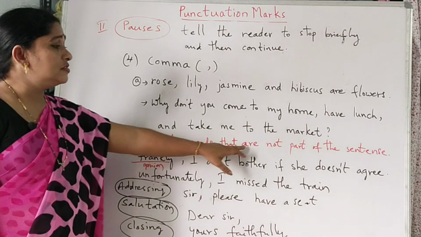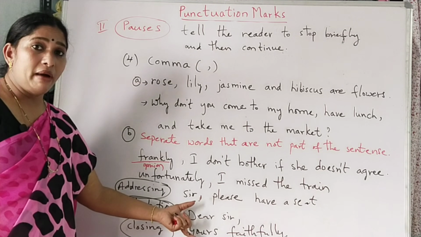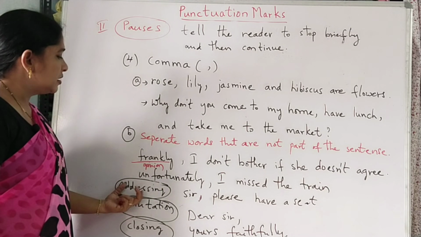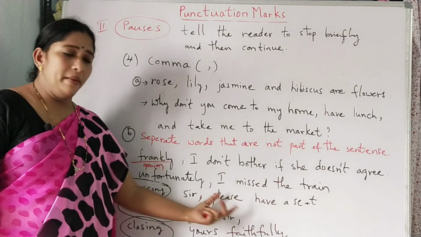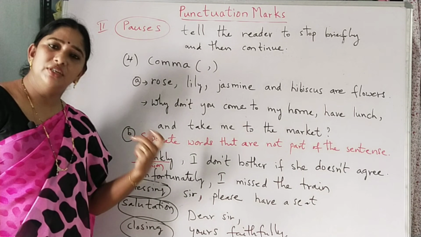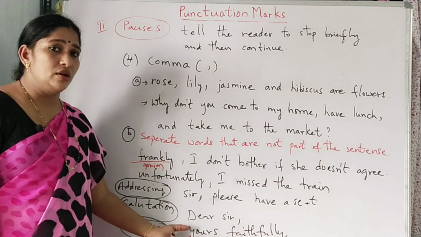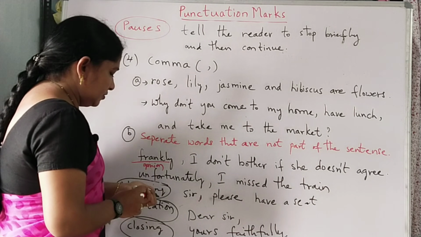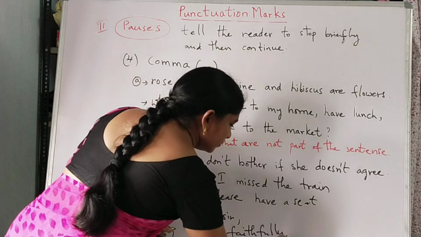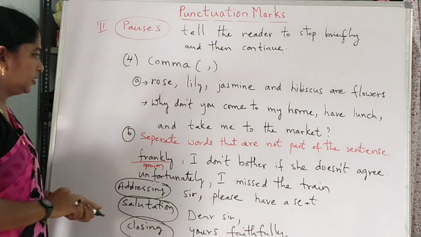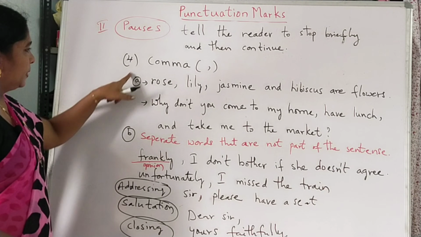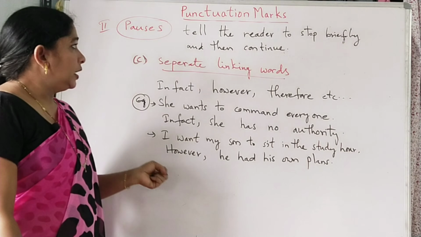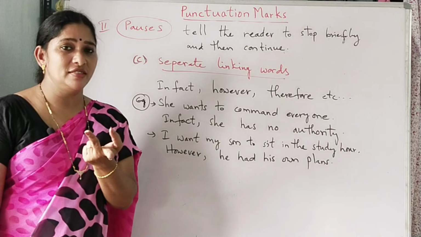And in this one, separate words that are not part of the sentence. These words are actually not part of the sentences. Separately we write them. In such situations, frankly, unfortunately, just like that, we get the sentences while addressing the people, sir or ma'am. When in the salutation, respected ma'am, dear sir, like that. And while closing the letter also, we write yours faithfully, yours sincerely, just like that, and there we write a comma. These are the two situations. And two more situations are there where we need to use a comma. Keep on watching. And in the fourth one, comma, if you see the third point, two points I have already explained now.